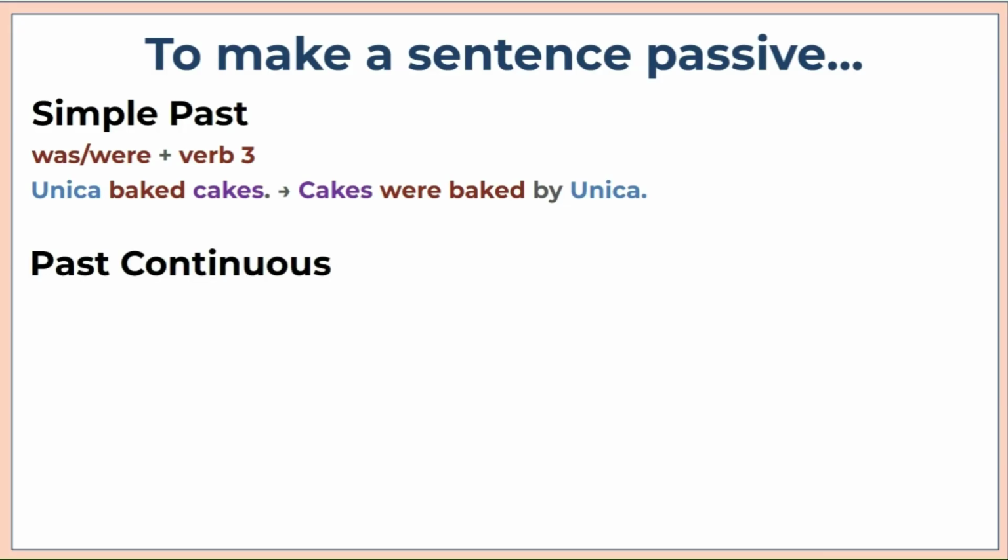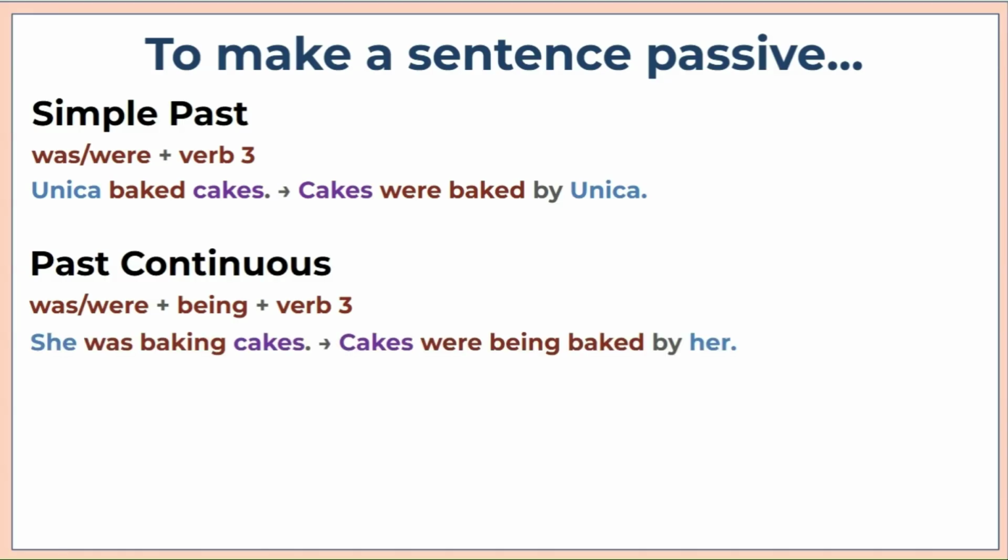For the past continuous, we do was or were plus being, which is going to be our ing verb, plus again the past participle or verb 3. So this is really similar to the passive form of the present continuous. We only are changing the verb to be to the past tense was and were. So she was baking cakes turns to cakes were being baked by her. Notice also that she in the active voice has to change to her when we move it to the object position.